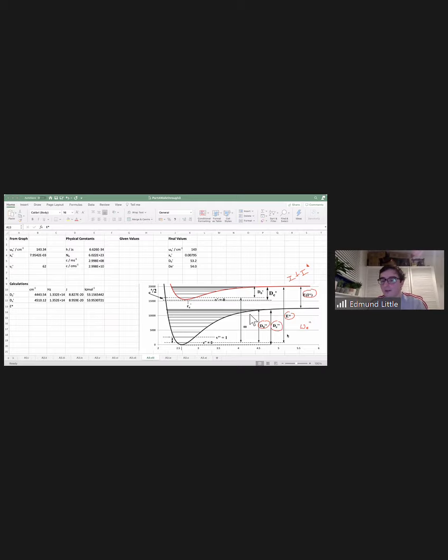So E star is, well, let's write it out in full. E star is going to be DE double prime minus omega E double prime divided by 2, which is the zero-point energy. So that gives us D naught double prime effectively. Plus EI star, so the energy of exciting one iodine atom.